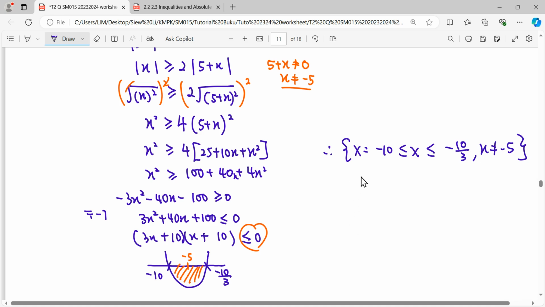in set solution form, or in interval form it will be negative 10, where you can see here there is an equal sign, so included, up to negative 5 not included, as negative 5 cannot be taken. When we take negative 5, the denominator will be undefined, so exclude the value of negative 5, and we continue our answer until negative 10 over 3 included for the symbol of equal. So that's all.